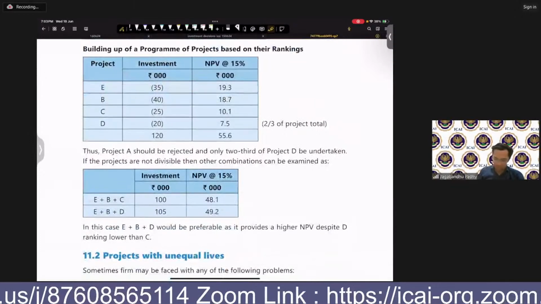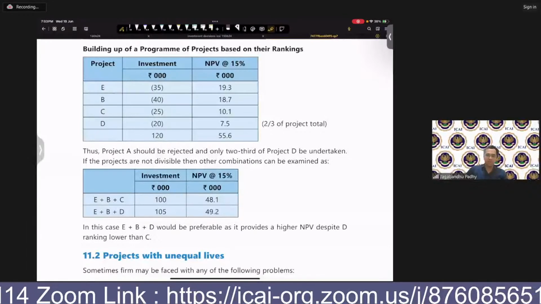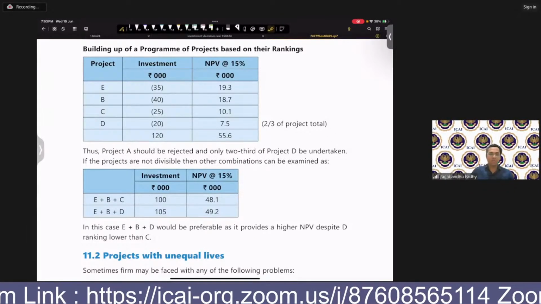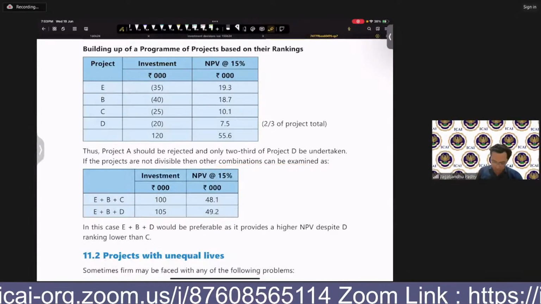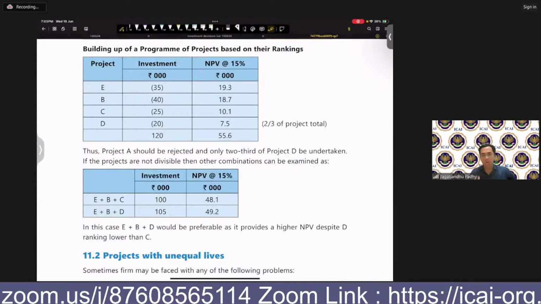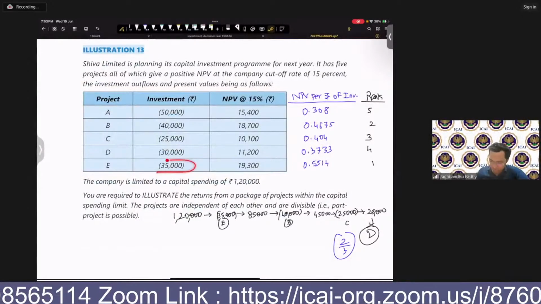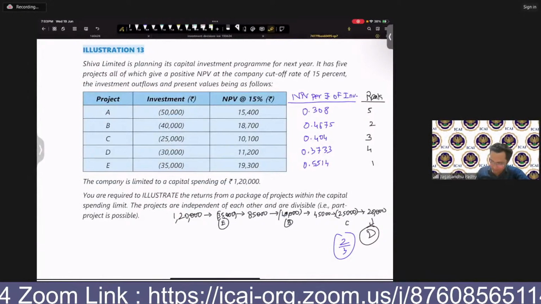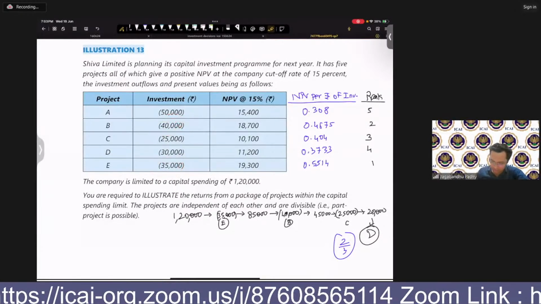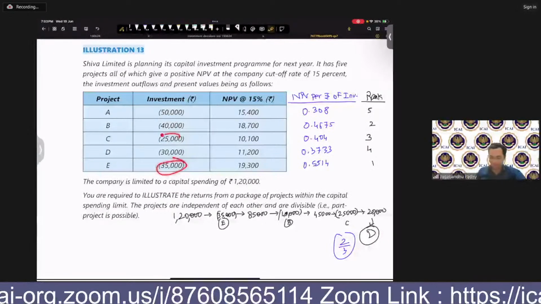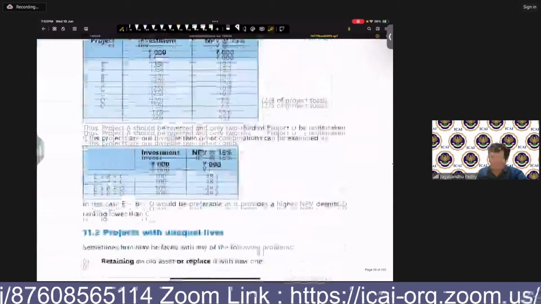Okay. Now, if projects are not divisible, it means you will have to choose the project in entirety. You cannot have a part ownership of the project. Then you'll have to look for combinations which need to be examined. So combinations can be whichever combination fits within our budget of 1,20,000. Of course, we will first choose the project with first ranking. And we can also say the second ranking is also possible, 35 plus 40. Third ranking, you can go to 25,000. So 35 plus 25 plus 40, that translates to 1 lakh. We are still left with 20,000.